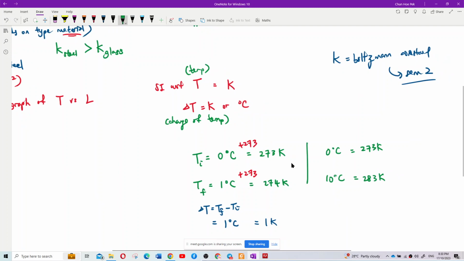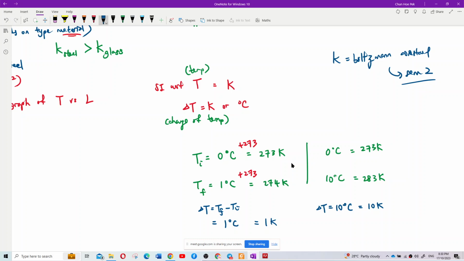So what's the change of temperature, class? What is the change of temperature over here? Change of temperature over here is 10 degrees Celsius, right? Final minus initial. What is the change of temperature in Kelvin? 10 Kelvin also, right?